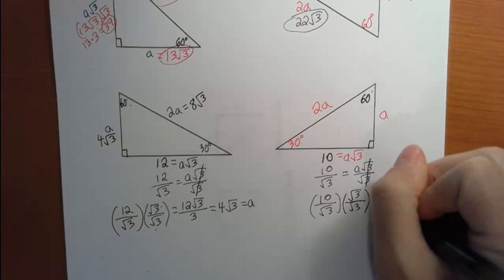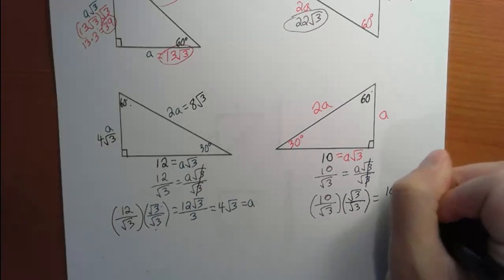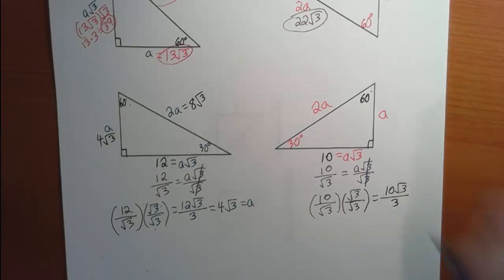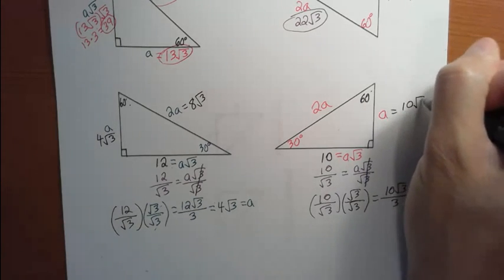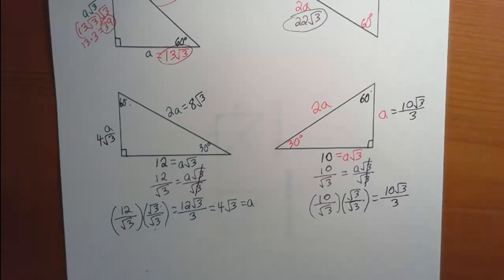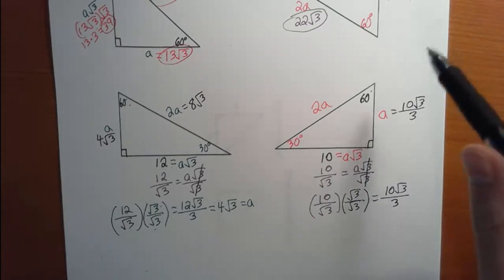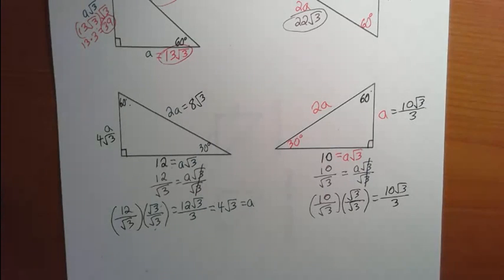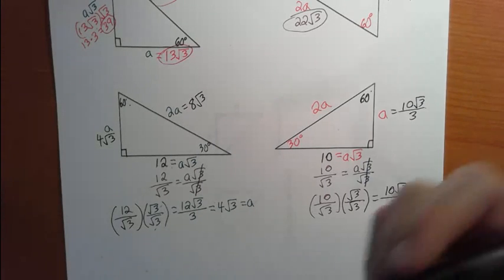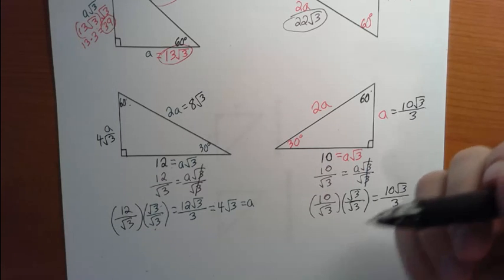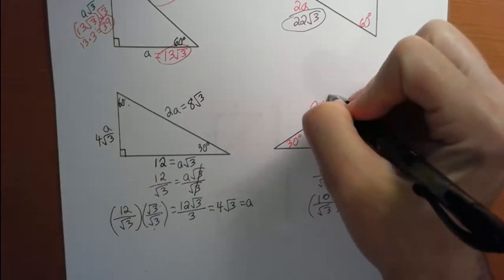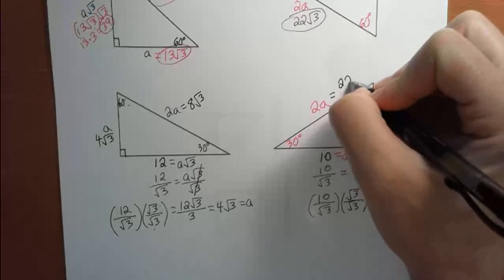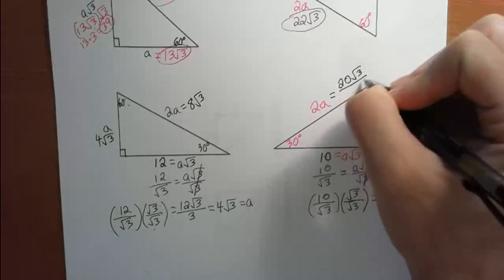So if I multiply across the top, I got 10 root 3. Multiply across the bottom, I get 3. So that's my A. A is equal to 10 root 3 divided by 3. No way to simplify that anymore. So if I wanted to double this, remember when you're doubling a fraction in general, you just double the numerator, and that's going to cause the fraction to double. For example, doubling 3 over 4 would be 6 over 4. That means that our 2A is going to be 20 root 3 over 3.